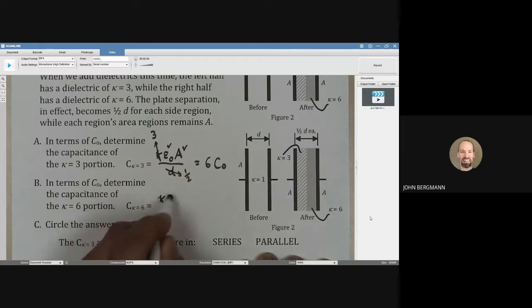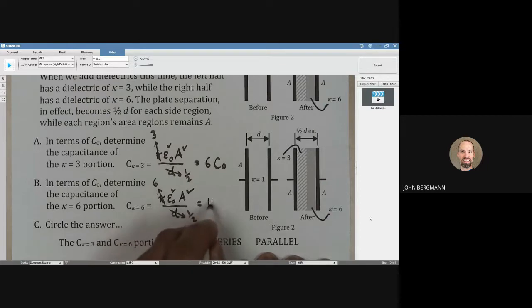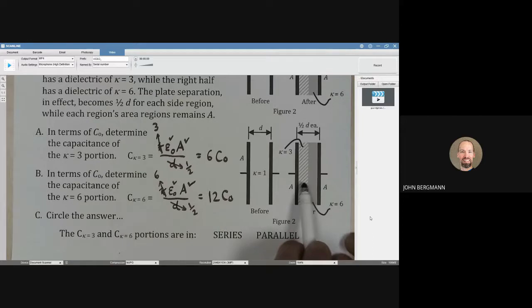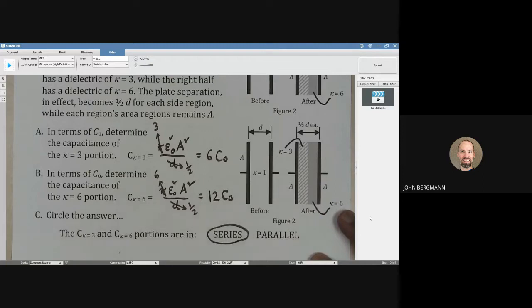How about the other portion? Again, K epsilon naught A divided by D. The dielectric constant is now 6. Epsilon naught is the same as it was. The area is the same as it was, but D has gone to 1/2 of what it was. So that's going to be 12. We can think of these as two capacitors here, one there and one there. And hopefully you can see that those are in series with each other, one right after the other.